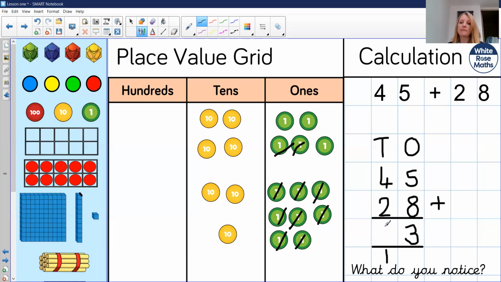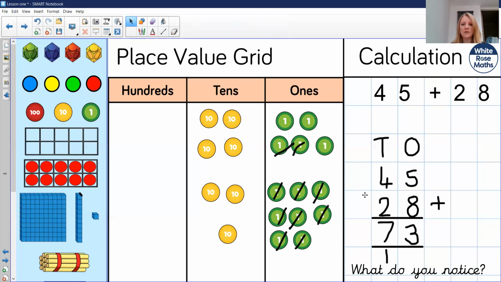And now when I add up my tens column, my 4 original tens, the 2 10s from the 28 and my extra 10 from regrouping. So now I've got 40, add 20, add 10, or 4 10s, add 2 10s, add 1 10. That makes 7 10s all together.